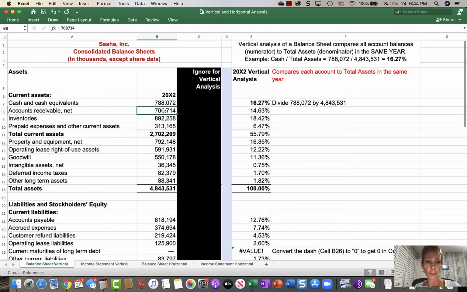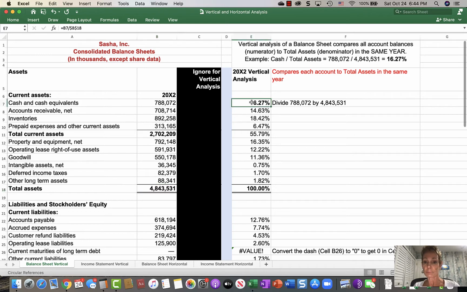Right here we have the vertical analysis of a balance sheet. In the vertical analysis, what you're doing is comparing all of the account balances to total assets. So we're comparing cash and cash equivalents, 788,072. Of course, everything is in thousands, which is noted up in the definition up here. So we're comparing the balance of cash to total assets. Then we will compare the balance of accounts receivable, net receivables, to total assets. And then inventories to total assets.